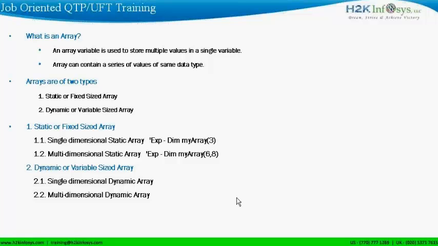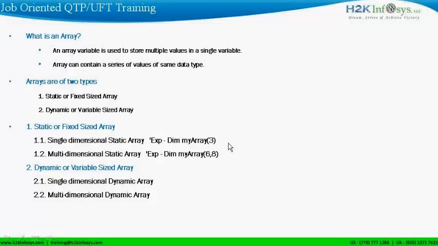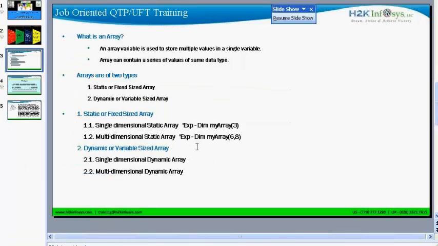This is similar to the cell concept, right? Similar to your Excel, where you store by row and column, and you can refer to a particular value by row and column. For example, for a single-dimensional array, you can simply say Dim myArray of 3. That means there are 3 elements in this array. Whereas here you say, I want to store 6 by 8. This is a multi-dimensional array, 6 rows and 8 columns. That way you can store multiple values into an array.